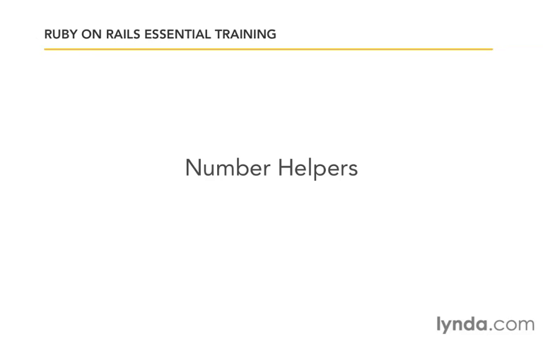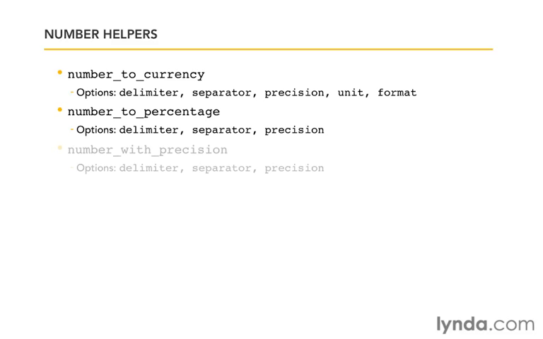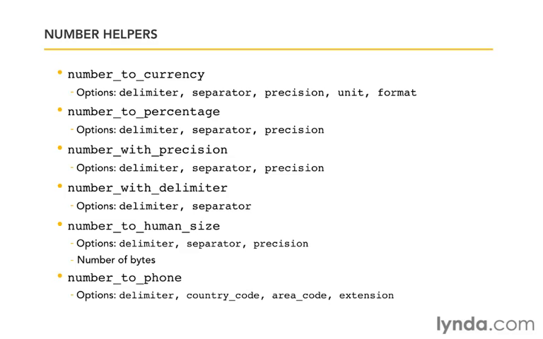In this movie, we'll take a look at Rails number helpers. We won't spend a lot of time on these because I think they're pretty straightforward, but they can be extremely useful. There are 6 main helpers that help you to format numbers for display, and I've arranged them in roughly the order that I think you're going to use them. Number to currency, number to percentage, number with precision, number with delimiter, number to human size, and number to phone. Notice that number with precision and number with delimiter have with as the second word, not to.